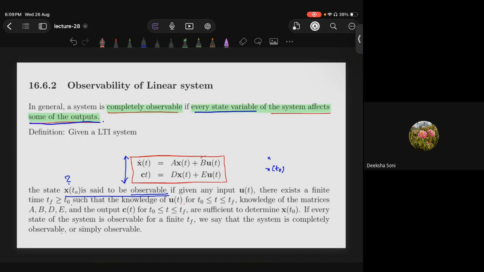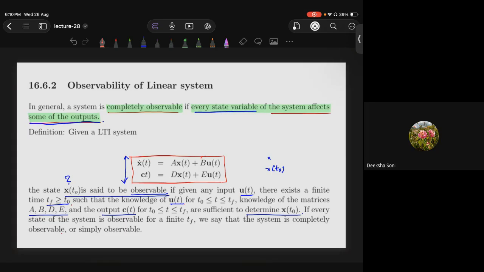So this observability test will answer that question. It is observable if, given any input u of t, there exists a time tf greater than t naught such that the knowledge of u of t, the knowledge of the matrices A, B, D, E, and the knowledge of the output are sufficient to determine x of t naught.